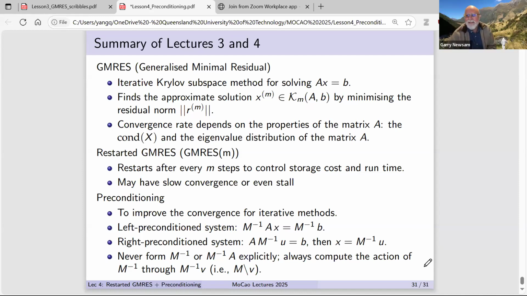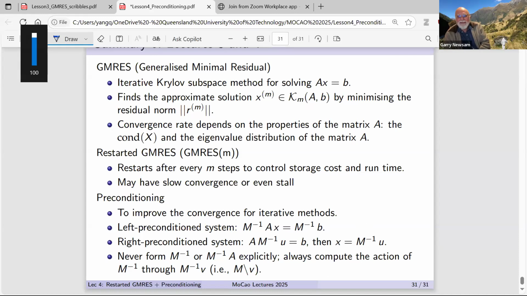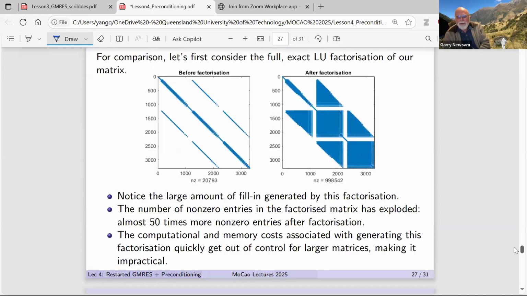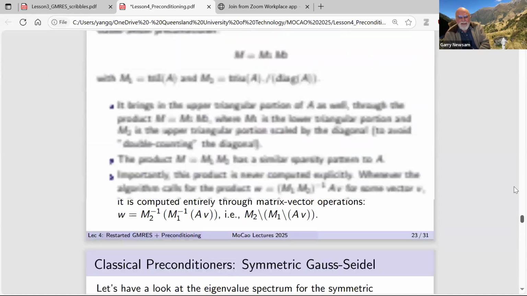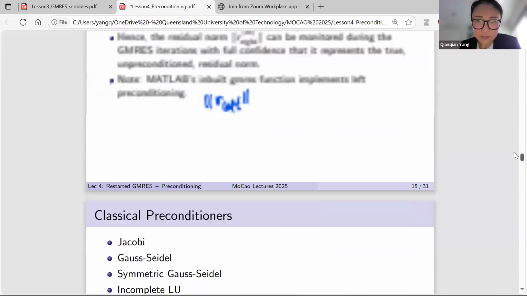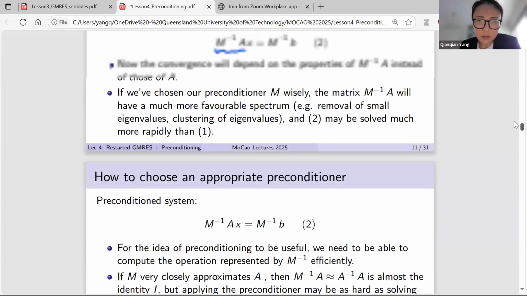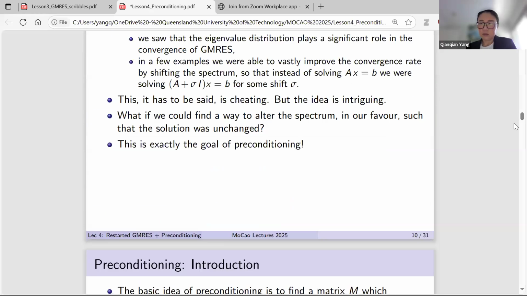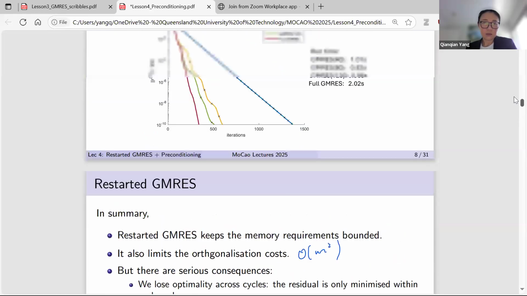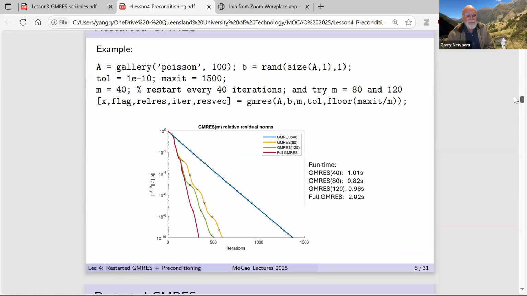Since I've started asking questions, let me keep going. Could you go back to slide 10? It shows the results for the restarted GMRES. Restarted, this one? Yes, that's it.